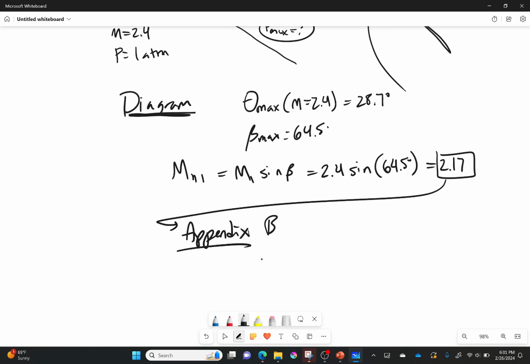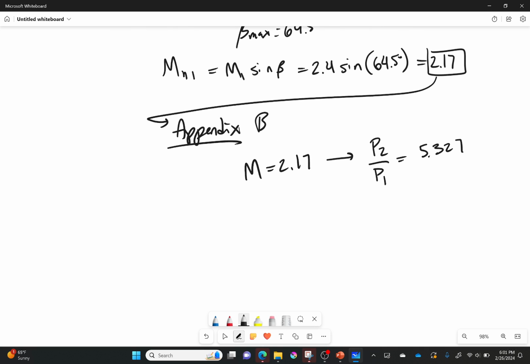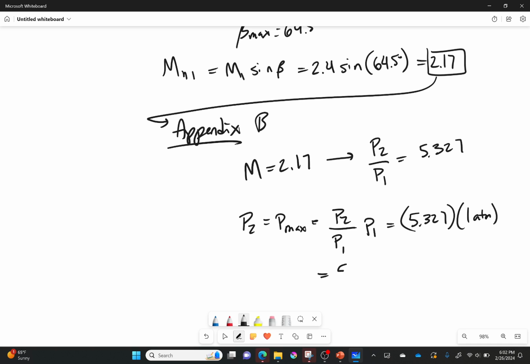Okay, so from Appendix B, for a Mach number equal to 2.17, I get that P2 over P1, as noted I would have had to do this by interpolation to get this value, is going to be 5.327. And therefore the max pressure it can feel, the pressure just before detachment, is going to be P2, which is equal to Pmax, which is P2 over P1 times P1. That is 5.327 times 1 atmosphere. And with that, I get that the max pressure is equal to 5.327 atmospheres.